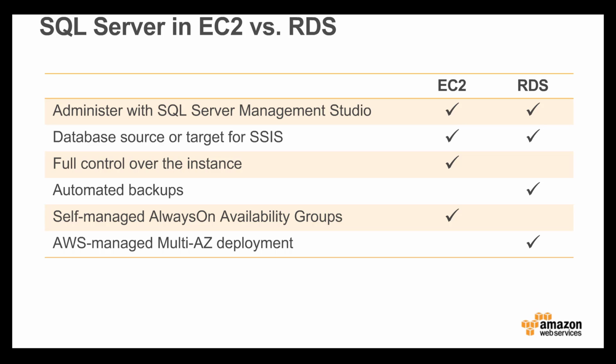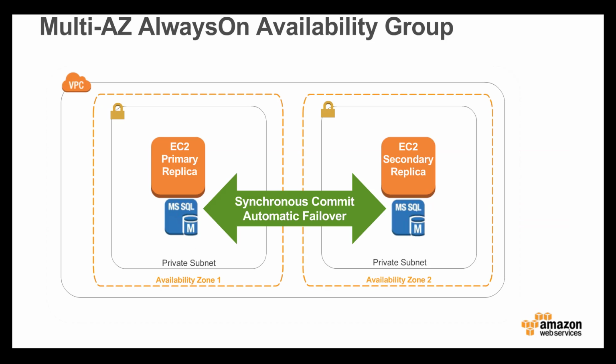Now, the bottom 4 rows on this slide simply reflect the differences between having a managed service like RDS versus full control over the instance like you would on EC2. You get automated backups and really simple support for high availability. But that convenience does come with somewhat less control over the instance itself.